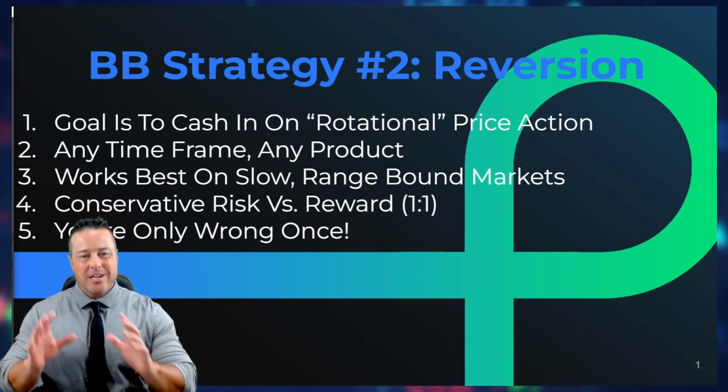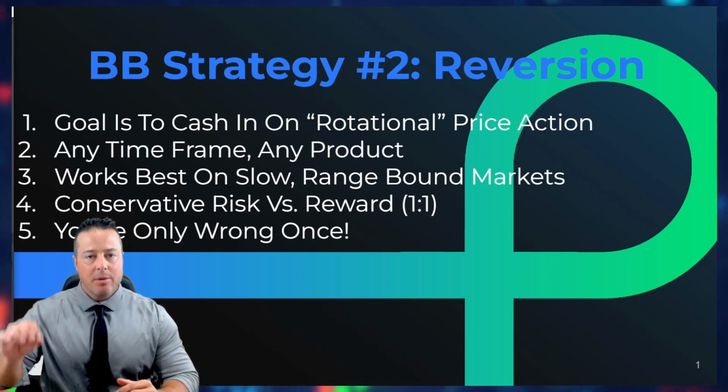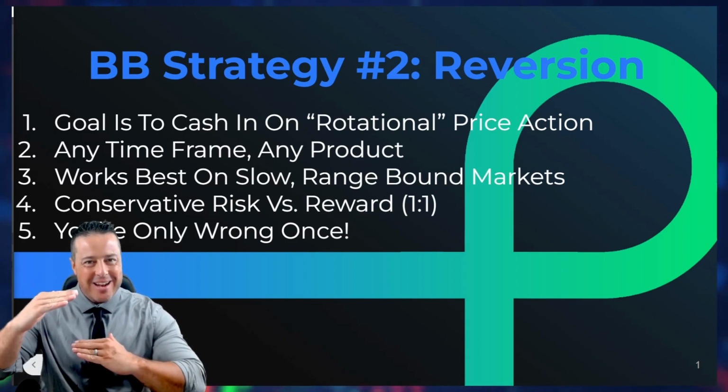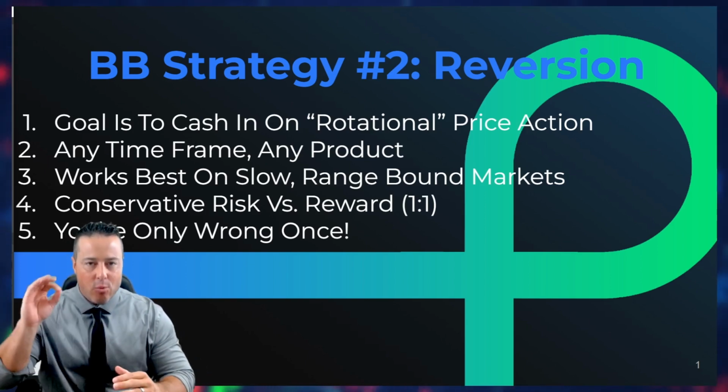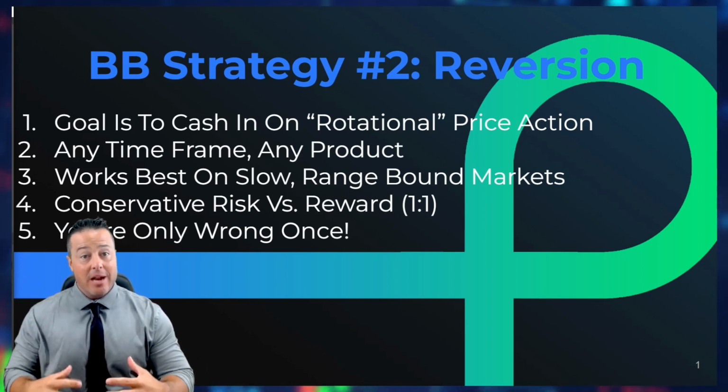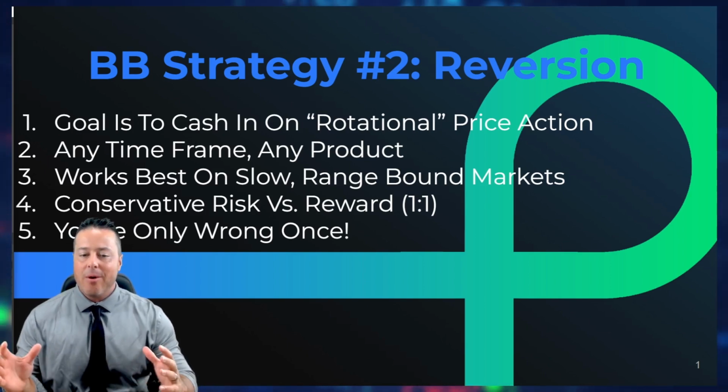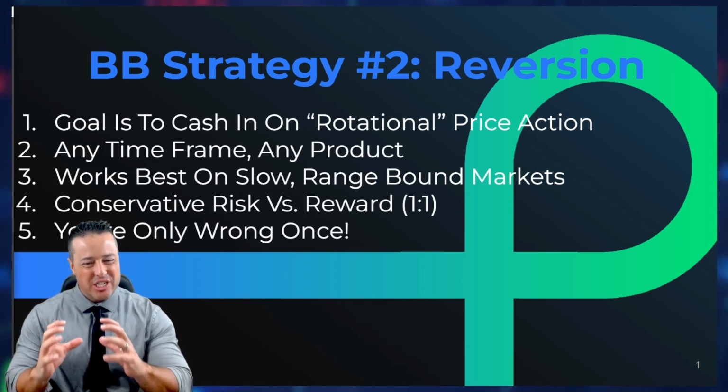Now that we've covered strategy number 1, trend, let's talk strategy number 2, reversion. We're going to apply this strategy when the creek gets narrow, when the river shrinks. We're going to try to capitalize on rotational price action. This strategy also will work on any time frame, on any product. Works best on slow, range-bound markets.